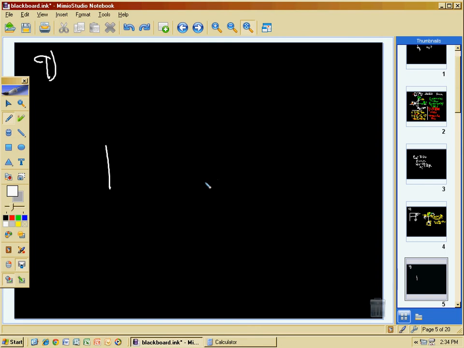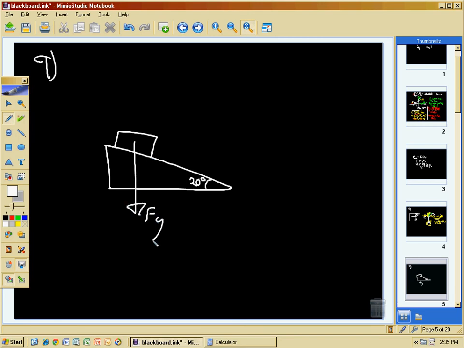Or more ramp-like and less, I don't know. Alright, so 20 degrees here, and we have a 10 kilogram block up here. So, normal forces, we've got the force of gravity down. If we have force of friction up here.